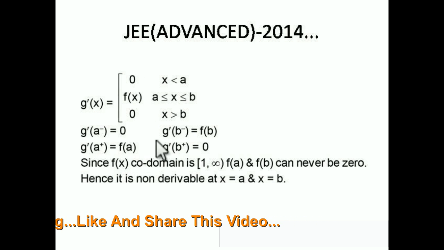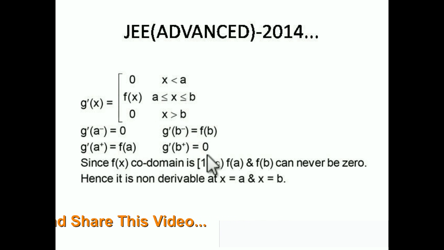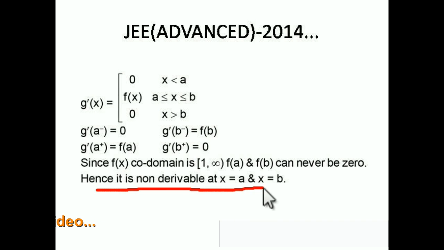Again, g dash of b minus, that is f of b. Again, g dash of b plus, that is 0. So these are not the same. That means hence it is non-differentiable at x equals a and x equals b. That means they both are continuous at a and b, but not differentiable at a and b. Okay, so a very good question from JEE Advanced 2014.